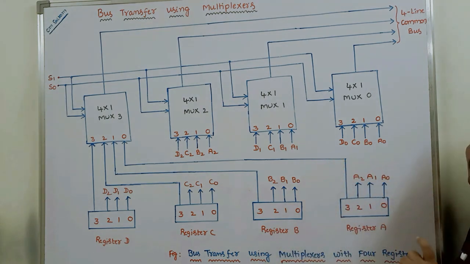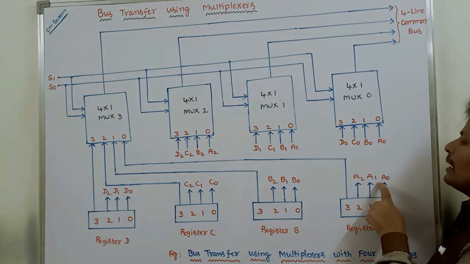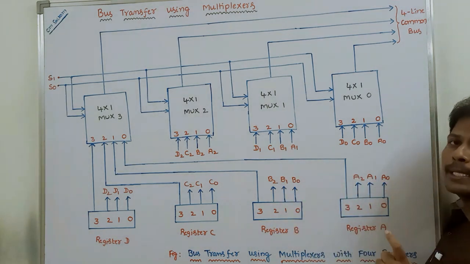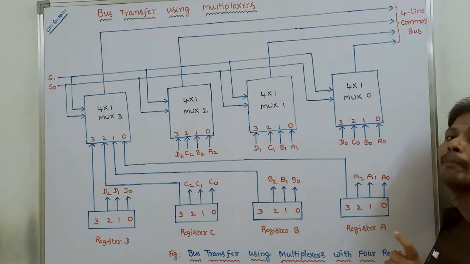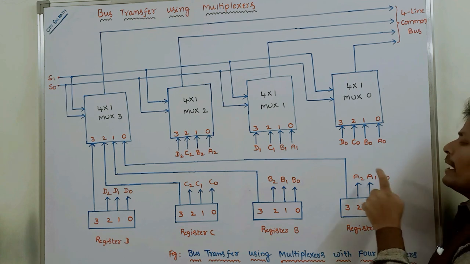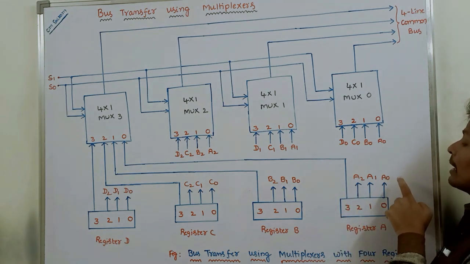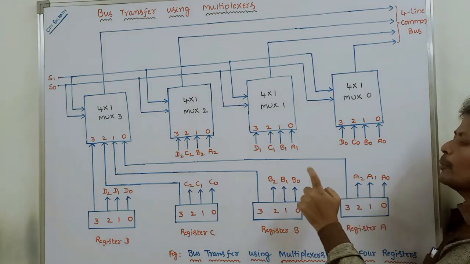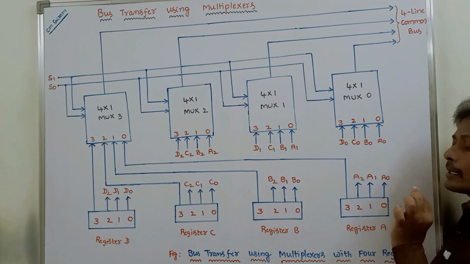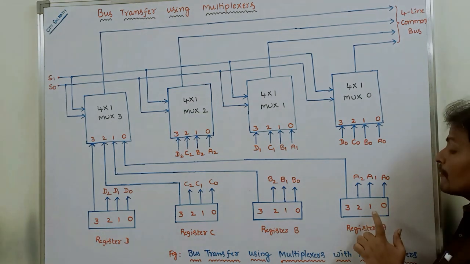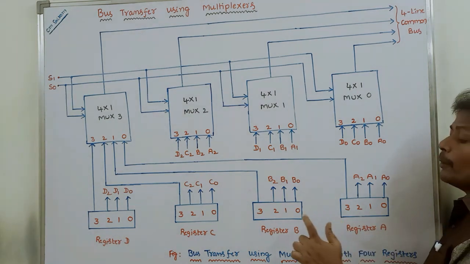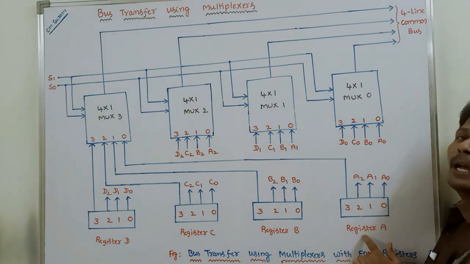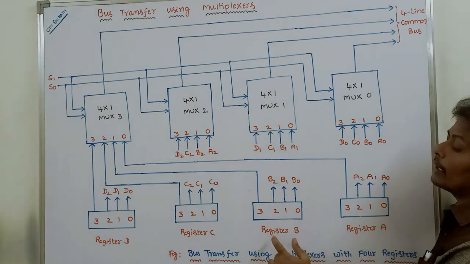A0 is connected to B0 by using a separate line. A1 is connected to B1, A2 is connected to B2, and A3 is connected to B3, each by a separate line. So whenever A0 is connected to B0, we are transferring the content of the A0 bit to B0, A1 bit to B1, A2 bit to B2, and A3 bit to B3. A separate line is used for each bit, which means 4 separate lines are used to transfer the information from register A to register B.